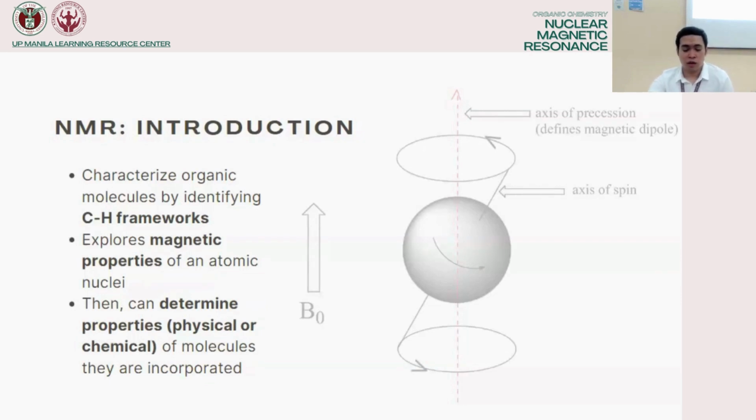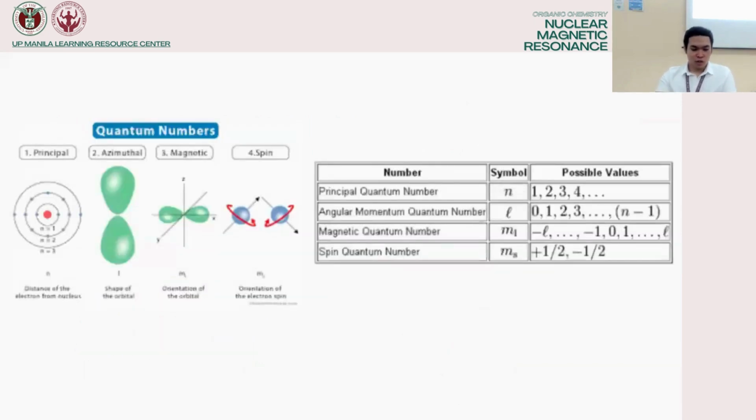Why do we use NMR? We can take into account the physics behind the nuclear spins of these atomic nuclei when subjected to an external magnetic field. So how does spin happen in nuclear terms? Of course, we have to review quantum numbers. That's how we name the electrons or the positions of the things that are spinning in the quantum realm. Our main focus there is the spin, which is this quantum number.